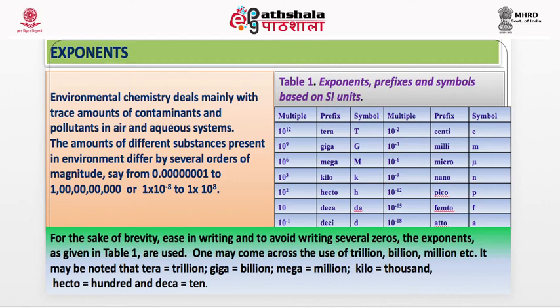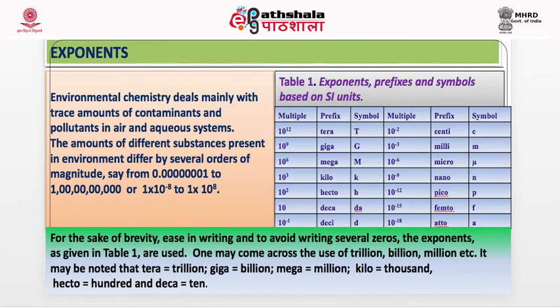For the sake of brevity, easy writing, and to avoid writing several zeros, the exponents as given in the table are used. One may come across the units of billion, million, etc. Hence, the following equalities may be remembered. Tera is trillion, giga is billion, mega is million, kilo is thousand, hecto is 100, deca is 10. Environmental chemistry deals mainly with trace amounts of contaminants and pollutants in air and aqueous medium. Therefore, the entire discussion is based on this.